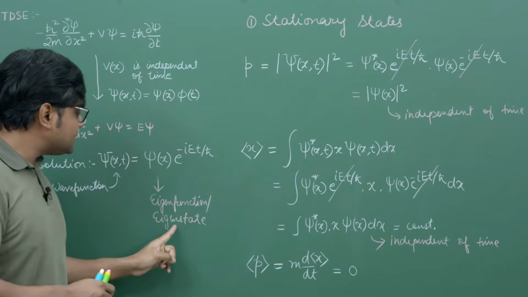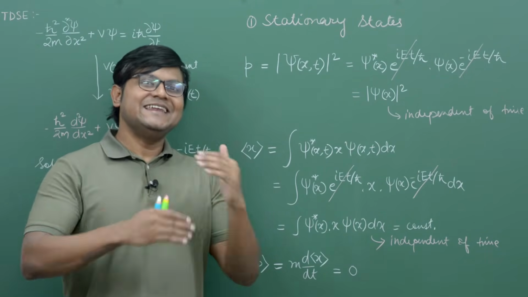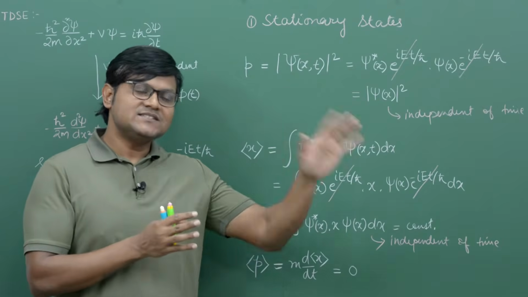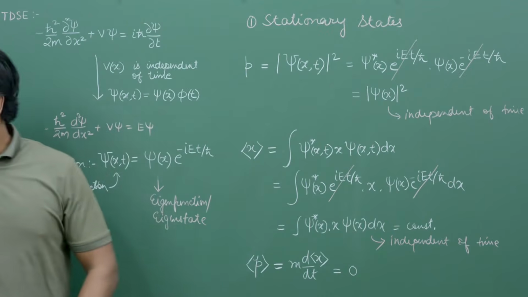So these eigenfunction solutions correspond to a certain kind of energy level in which the particle exists. If the particle is in one state, it has a certain energy. If the particle is in another state, it has a different energy.